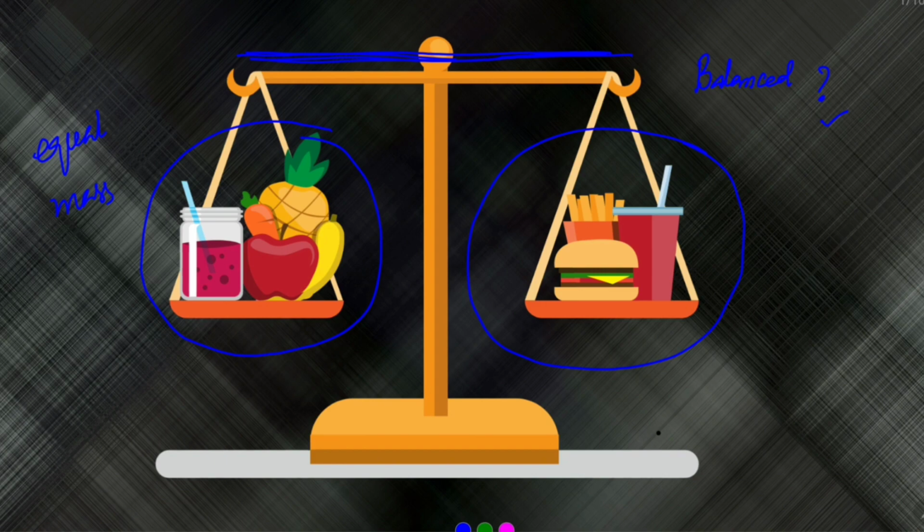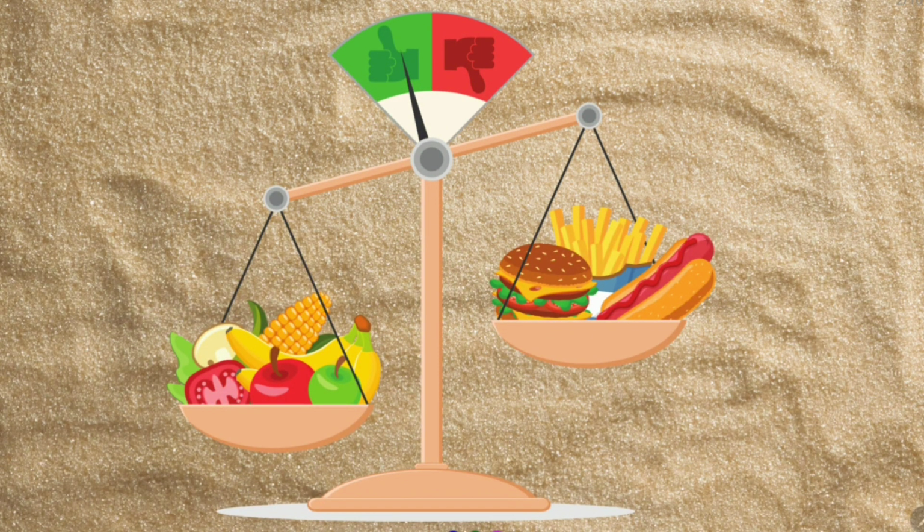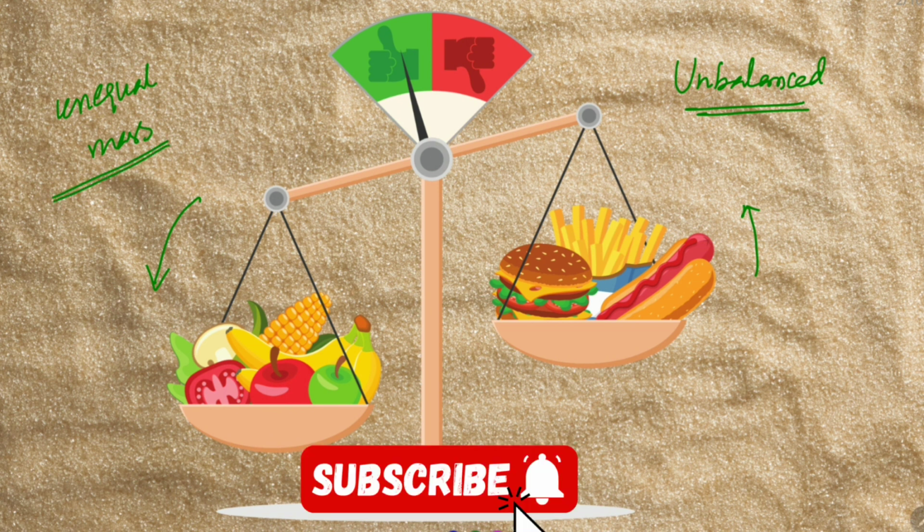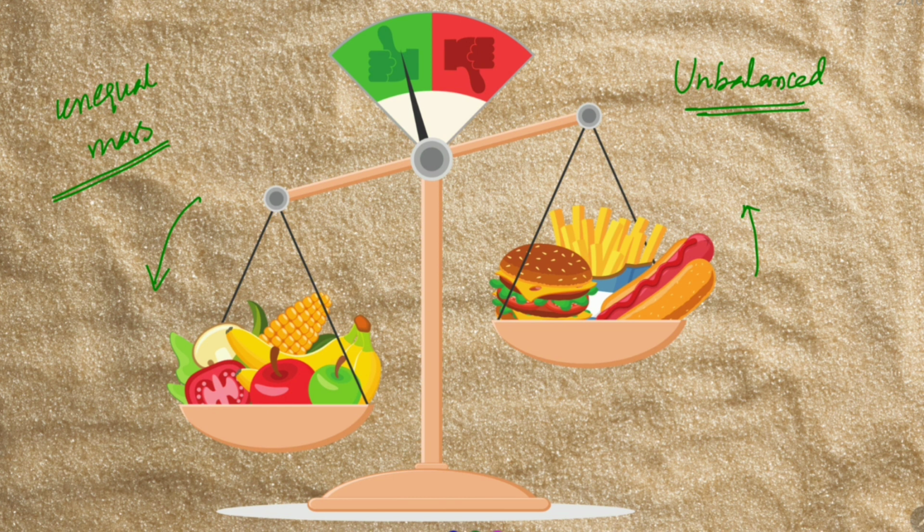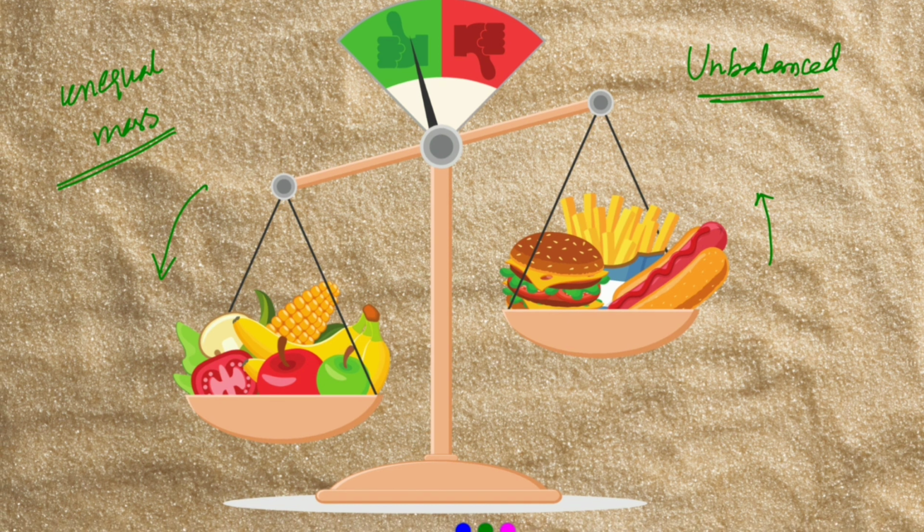Now let's see another one. What do you say about this one? Is it balanced or unbalanced? Yes, very good. It is unbalanced, or you can say it is not balanced, right? Because on this side we have more mass than the other side. Here both sides do not have equal mass. The mass here is unequal. Clear, children? If you understood, then balanced and unbalanced forces are very easy to understand. Now, I think you got some idea about that.